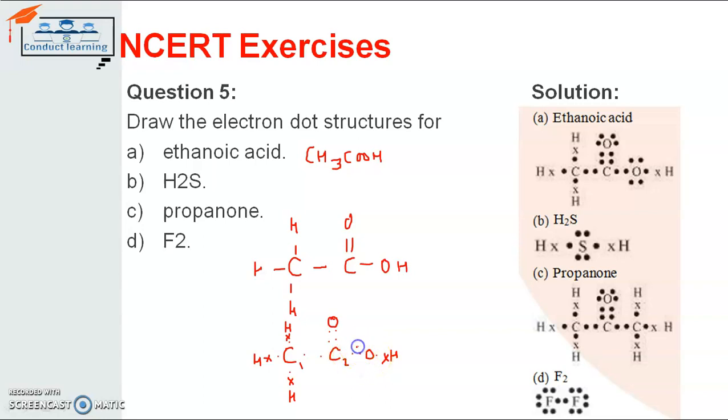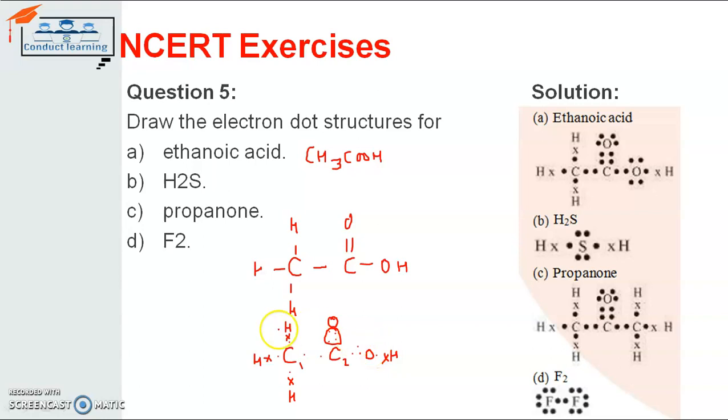So there is a single bond here and a single bond here, but the double bond is there only. So in this complete structure there is a double bond here only. In the rest of the places there is only single bonding. So in that way you can draw the diagram.